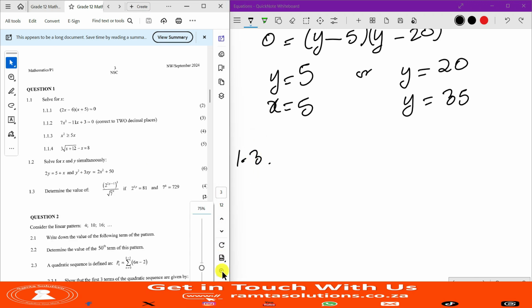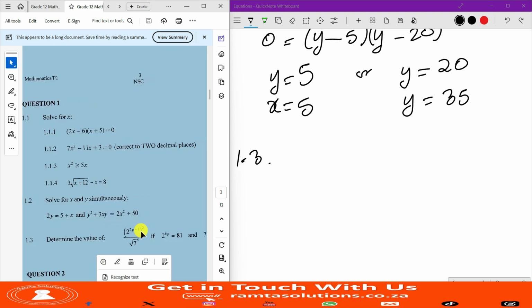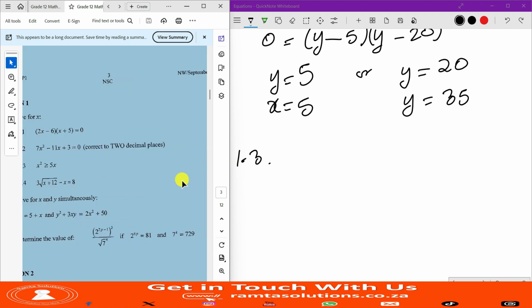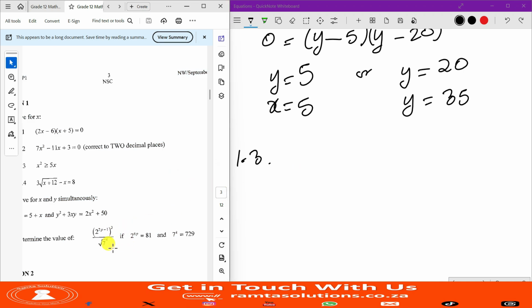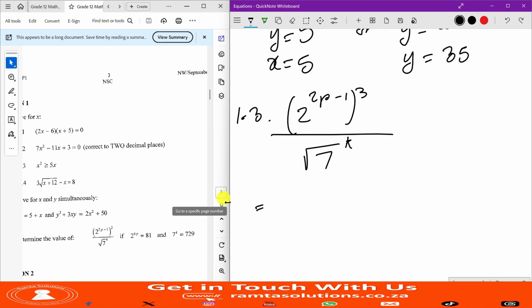Interesting. Let me zoom it in. Good. So you see with this one, we are looking for, they say (2 to the p minus 1) all to the power 3 is equal to the 7th root to the power k. But what they have given us, they told us that we have, for example, 6 to the p is equal to 81. But let's simplify this first.